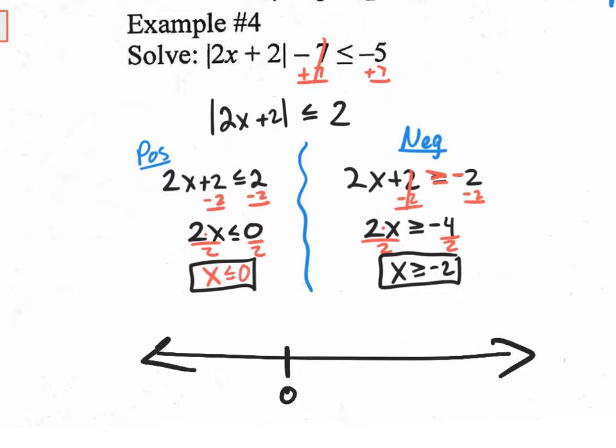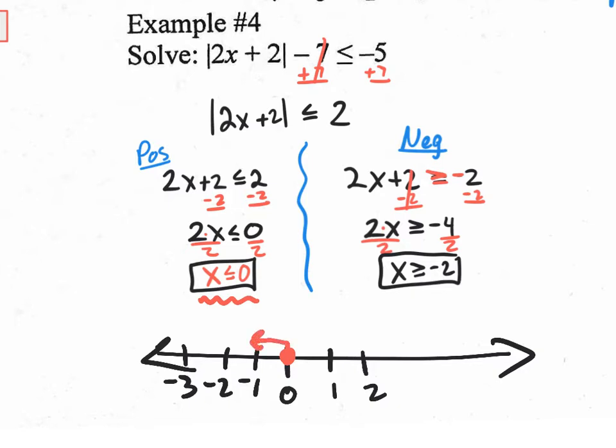Let's put the 0 right here. 1, 2, oh wait a minute, it's negative 2. Negative 1, negative 2, negative 3. It's going to be a closed dot at 0. This guy right here is going to be a closed dot at 0. And it's going which way? To the left or to the right? To the left.